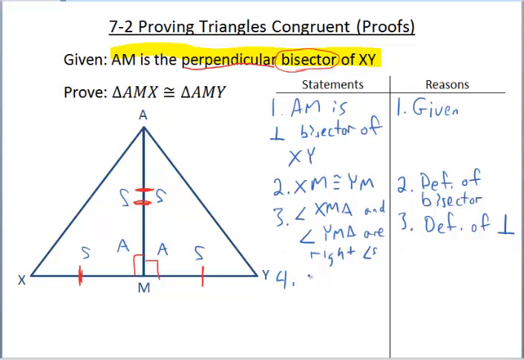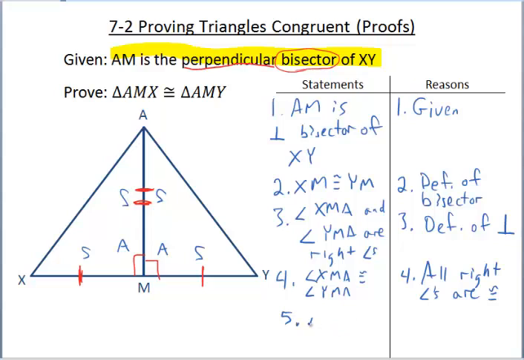Number 4, angle XMA is congruent to angle YMA. Why can I say that? Why can I say they're congruent? Well, all right angles are congruent to each other. All right angles are congruent. So I have this side, I have this angle. Next I want to talk about this side right here.